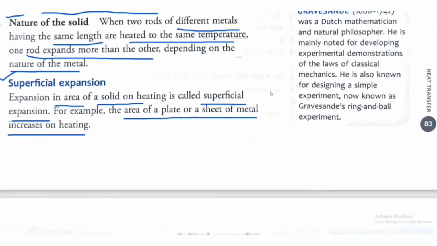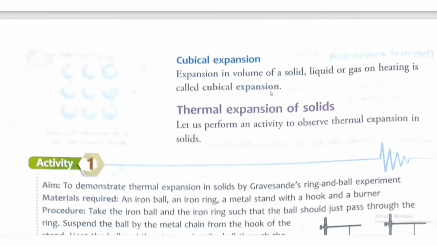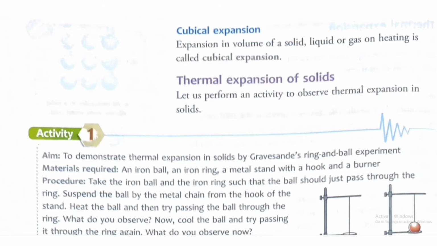Students, the third type of thermal expansion is cubical expansion. When a substance increases or expands in volume, it is called cubical expansion. Cubical expansion occurs in different types of substances, solid, liquid or gas. Volume means three dimensions: length, breadth and height. So when a substance expands in volume on heating, that is called cubical expansion.